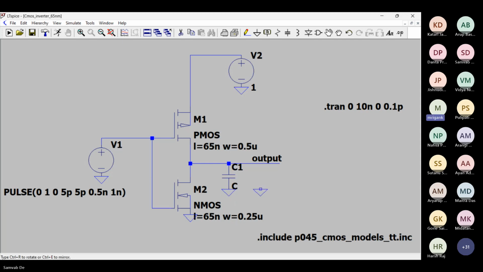So let us put a cap of, say, 10 femtofarad. Put a ground. Now, what will happen if you are putting a cap? So right now, you just put 10 femtofarad. So what is expected? How the waveform should change if we are putting a 10 femtofarad cap? Anyone?